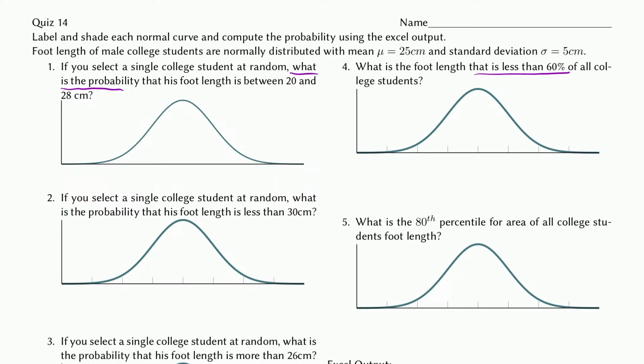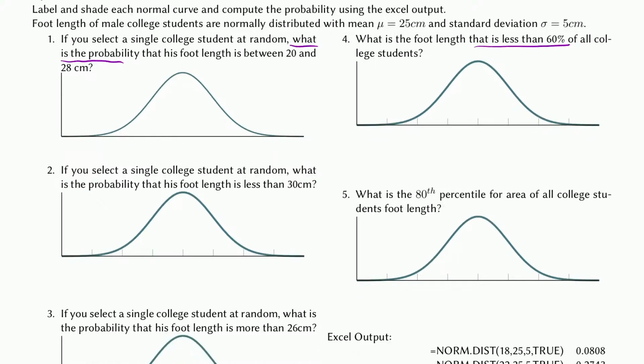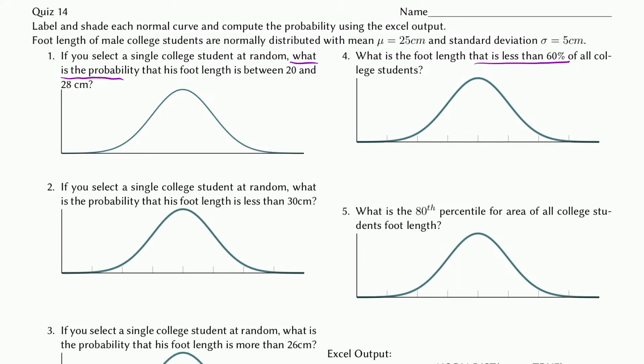So let's go ahead and do this. With each one, it says label and shade each normal curve. So let me show you the minimum. I know you want to know what is the least you need to do well on the exam. So I'll do the least. Here's the minimum. Get the mean in there, 25, 25.